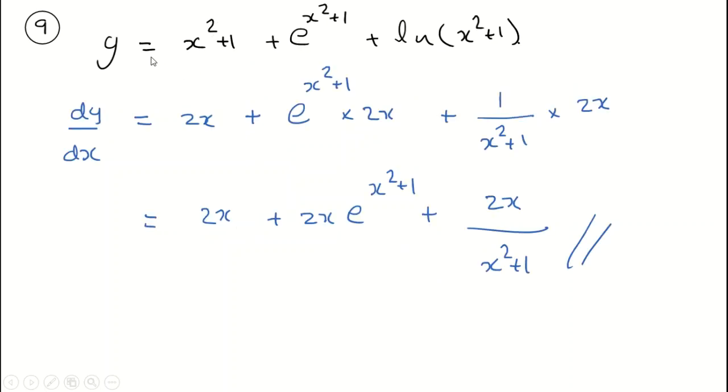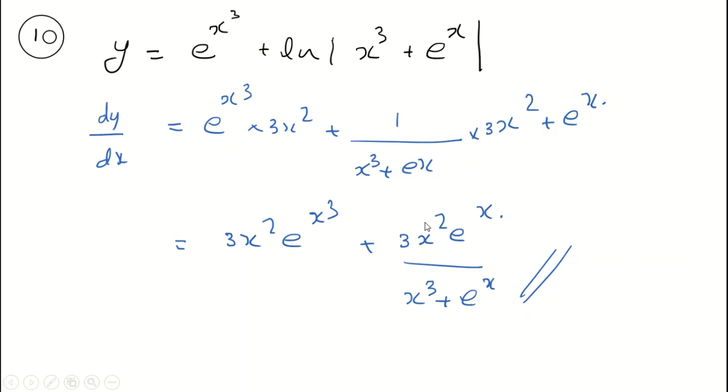We'll take another, y equals x squared plus 1, e to the power x squared plus 1, ln of x squared plus 1. When you differentiate just x squared plus 1, it is 2x. When you differentiate e to the power x squared plus 1, it is e to the power x squared plus 1 into 2x. When you differentiate ln of x squared plus 1, it is 1 over x squared plus 1 into 2x. So the final answer is 2x plus 2x e to the power x squared plus 1 plus 2x over x squared plus 1.